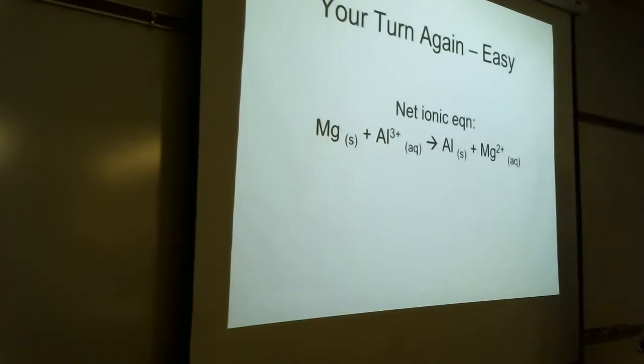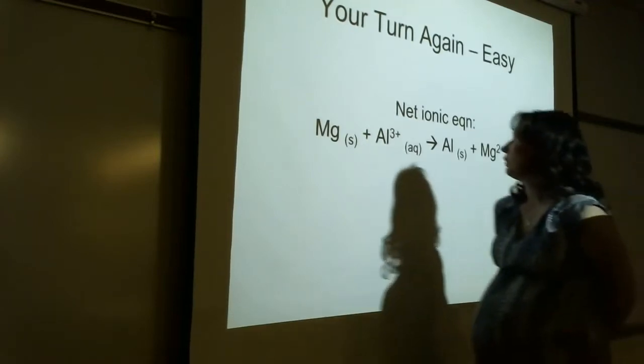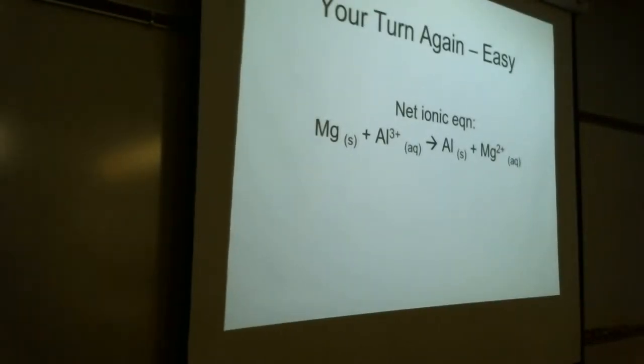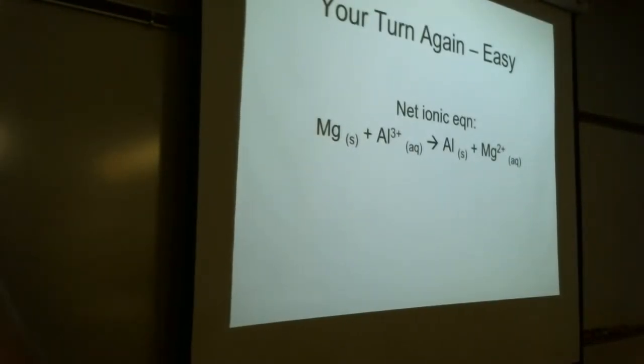All right, try one more. This is another easy one. Magnesium metal is in combination with aluminum ion, giving us aluminum metal and magnesium 2 ion. That's the net ionic equation. So we've removed all the spectators, made it nice and easy. So I'm going to pause the recording and give you a chance to try this one.